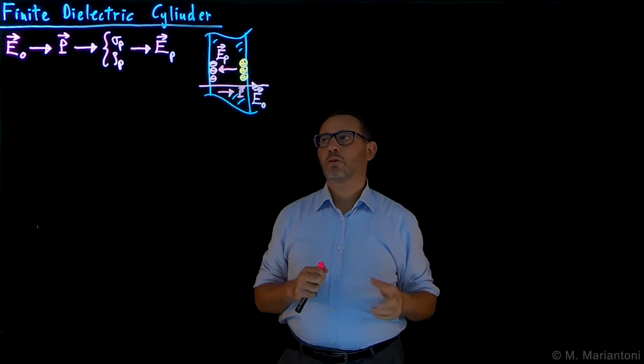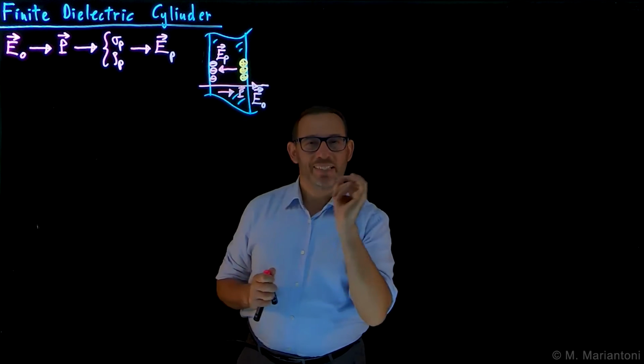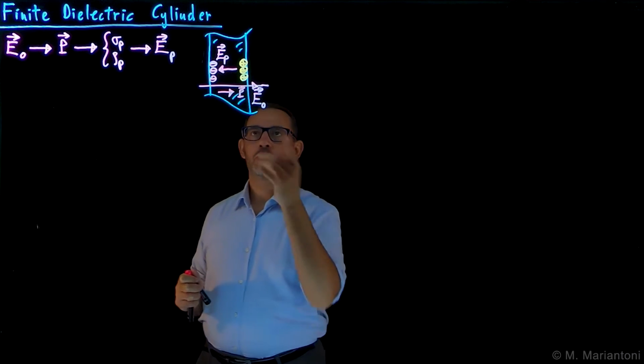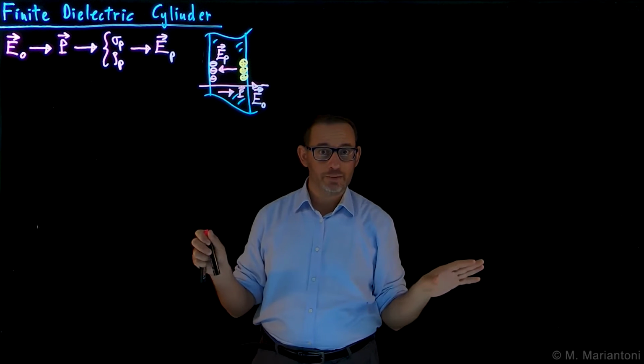Now, the key difference between conductors and dielectric materials is that in conductors, under macroscopic electrostatic equilibrium conditions, EP is exactly minus E naught. That is, inside the conductor, there is no electric field.